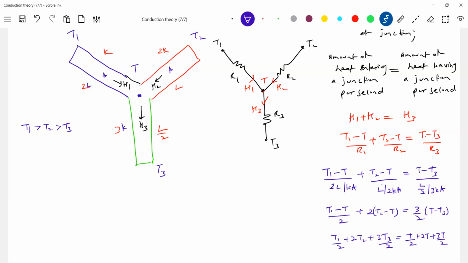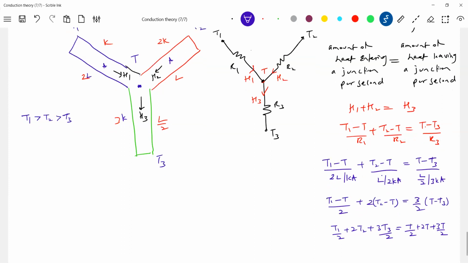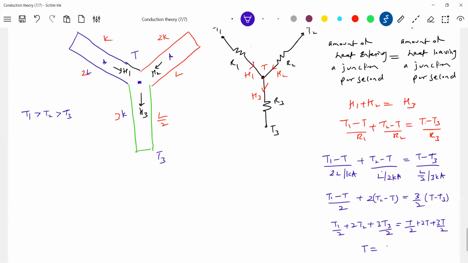This will be 4T, and this will be (T1 plus 4T2 plus ...) by 8. Is it okay? Check the calculation once. This will be the temperature of the junction.